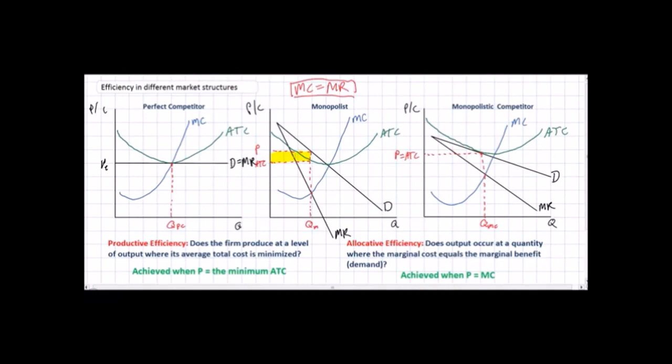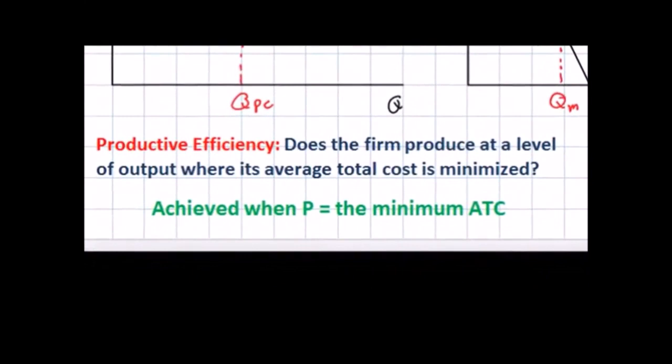So again, we need to look at the relationship between the price of the good in the market and the firm's average total cost, and the price of the good and the firm's marginal cost. If the price is equal to the minimum average total cost, then we know that the firms in a market are achieving productive efficiency, since any cost higher than the minimum ATC will result in economic losses. Therefore, firms must produce at their lowest average total cost.